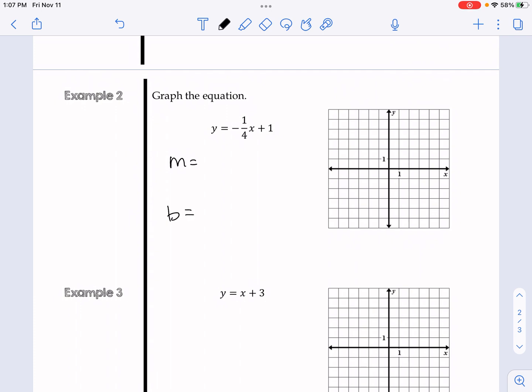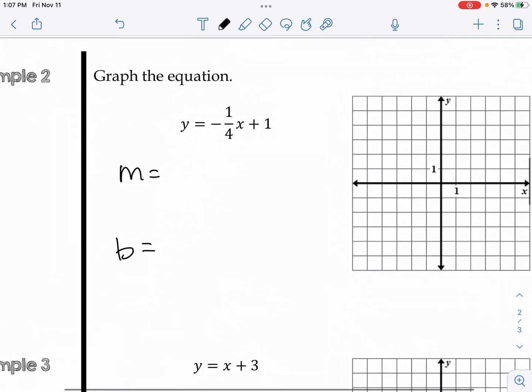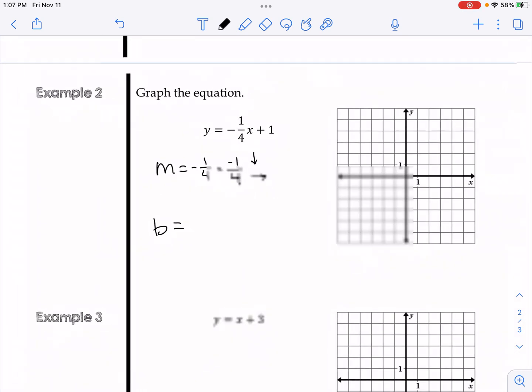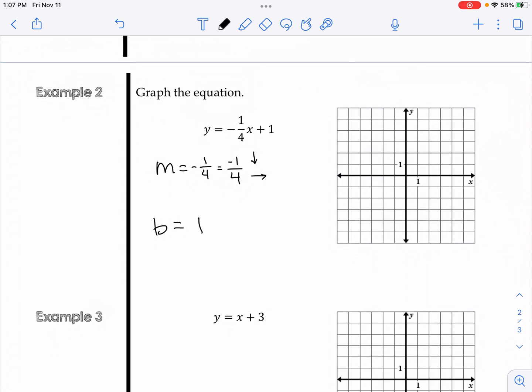Okay. So the slope for this first one, number 2 on the back side, is -1/4. Now, the negative that is in front of this fraction doesn't mean that both the 1 and 4 are negative. It means that one of them is. You can put the negative with either the 1 or the 4. I always put it with the numerator. So this tells me our rise is -1, so we're going to go down 1. And our run is +4, so we'll go to the right 4. Okay. And then our y-intercept here is +1, so I'll put that there.